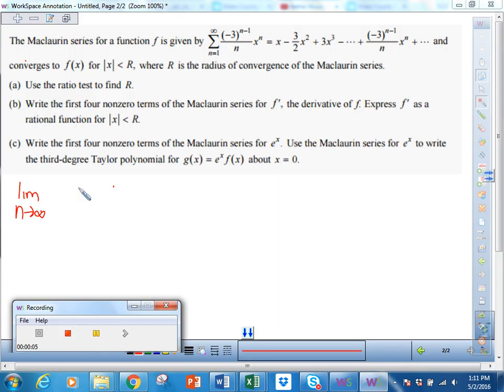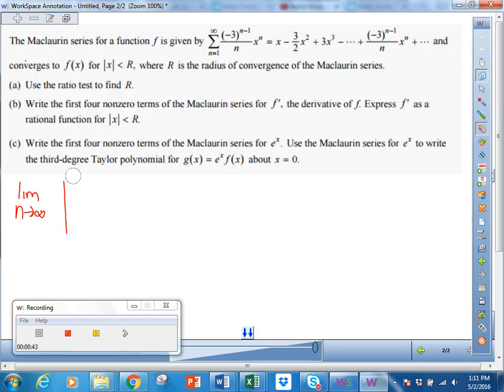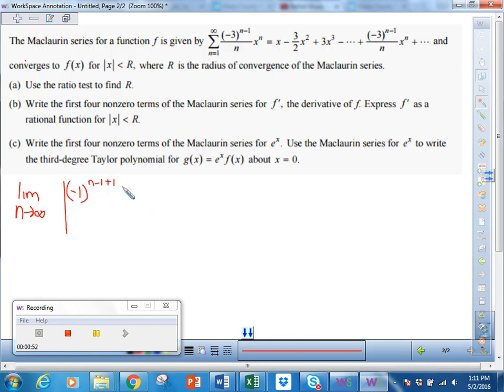of, and I'm going to rewrite this as -1 to the n minus 1 plus 1 times 3n, I'm sorry, let's start over again. I'm going to break this up, and I'm going to write this as -1 to the n minus 1 plus 1 times 3 to the n minus 1 plus 1 over n plus 1 times x to the n plus 1.